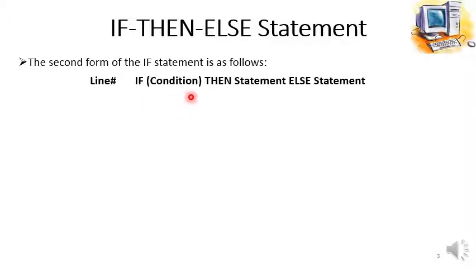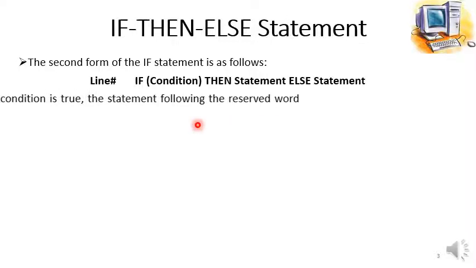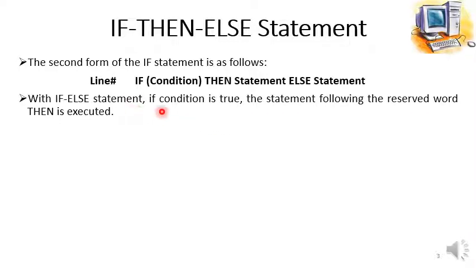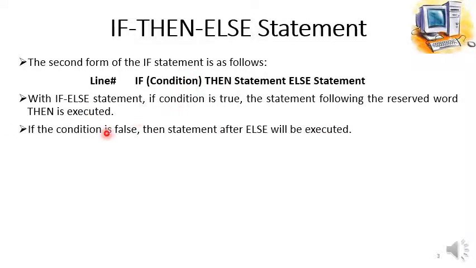If the condition is true, there will be a different output. If the condition is false, there will be another output. So there are two possible outputs, and one of them will be executed. With the if else statement, if the condition is true, the statement following the reserved word then is executed. As I told you, if the condition is false, then the statement after else will be executed.